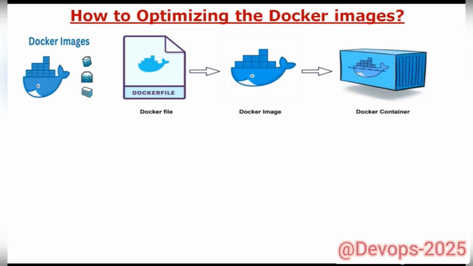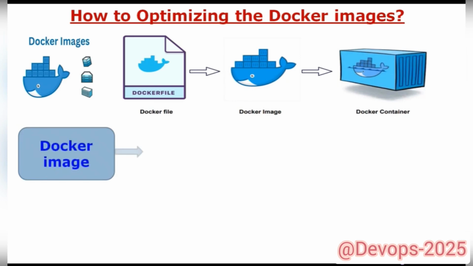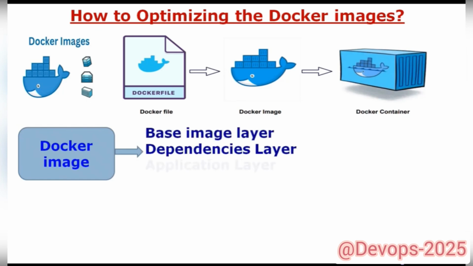Typically, there are three types of layers in a Docker image. They are the base image layer, the dependencies layer, and the application layer. So these are the three important layers that make up a Docker image. Now let's see what the base image layer is, what the dependency layer is, and what the application layer is.